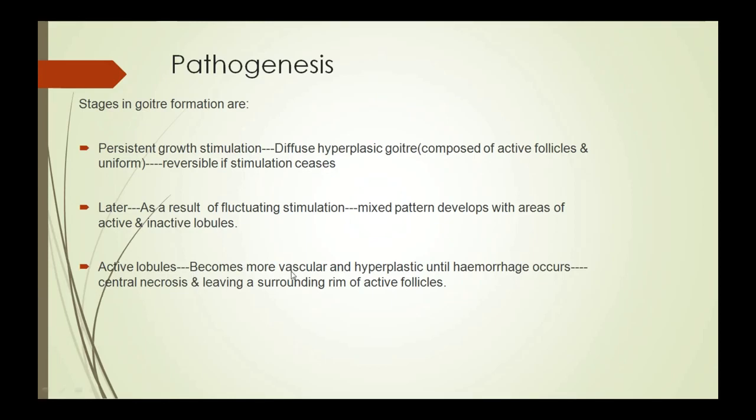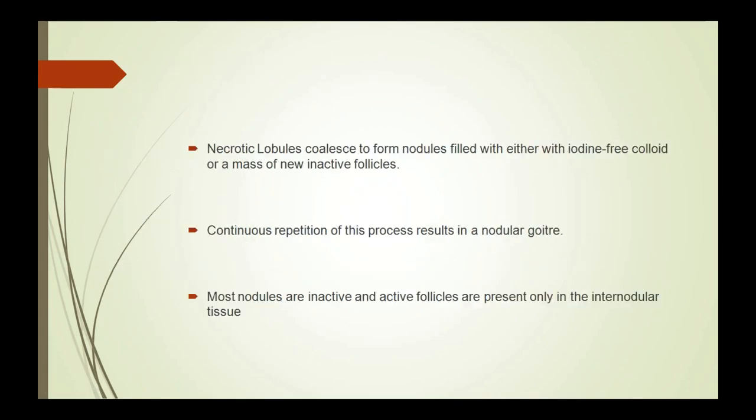The active lobules become more vascular and hyperplastic until hemorrhage occurs, and then there is a central necrosis, leaving a surrounding rim of active follicles. Okay, this is something you need to know. The pathogenesis is important. Necrotic lobules coalesce to form nodules filled with either iodine-free colloid or inactive follicles. There is continuous repetition of this process, and at the end, the important thing you need to know is most nodules are inactive in the center, and active follicles are present only in the internodular tissues.